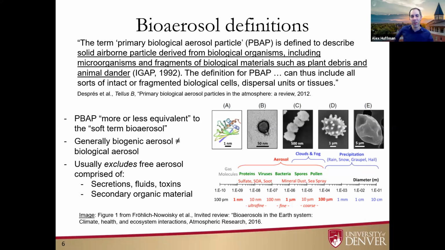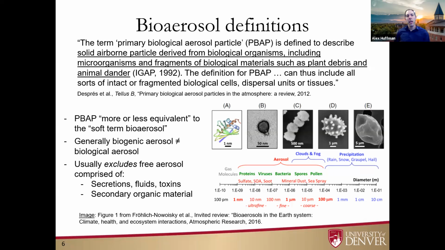So some of the slides are a little bit busier than I might normally have, but the one broad way of thinking about bioaerosols is listed here as a definition that was written in 2012 by Viviane Després in this article, and I'll just read. The term primary biological aerosol particle, PBAP, is defined to describe solid airborne particles derived from biological organisms, including microorganisms and fragments of biological material such as plant debris and animal dander. The definition of PBAP can thus include all sorts of intact or fragmented biological cells, dispersal units, or tissues.